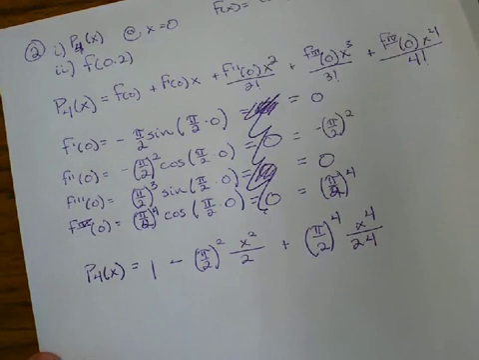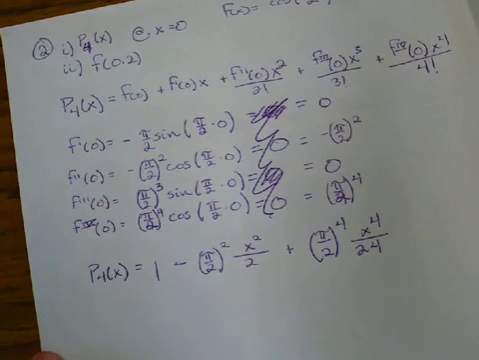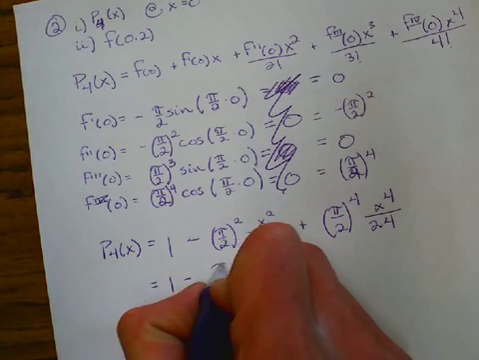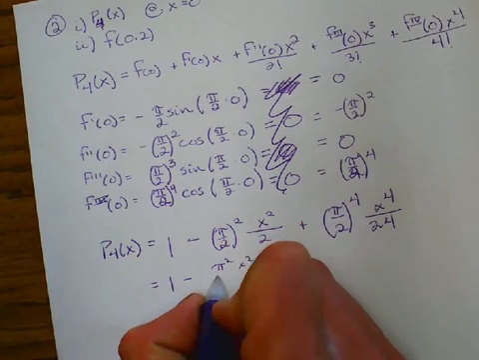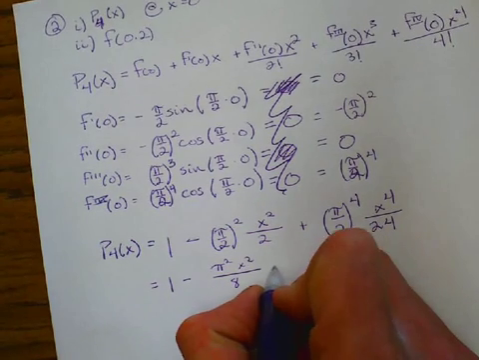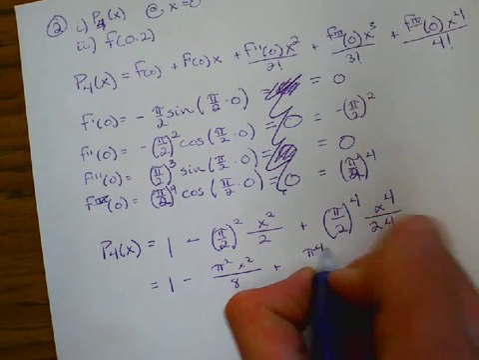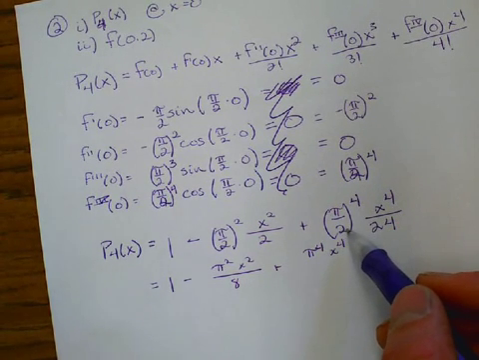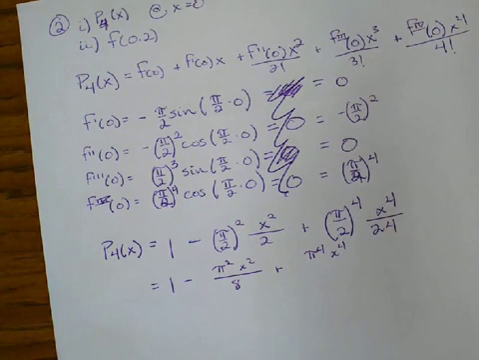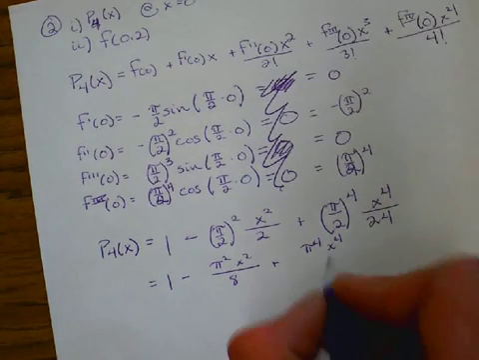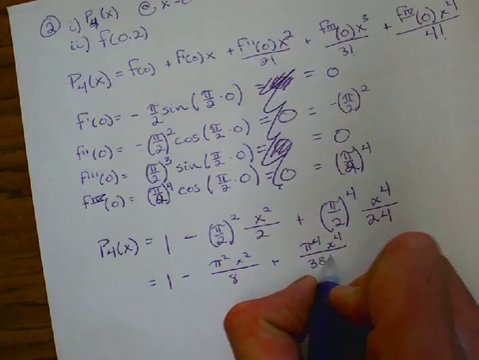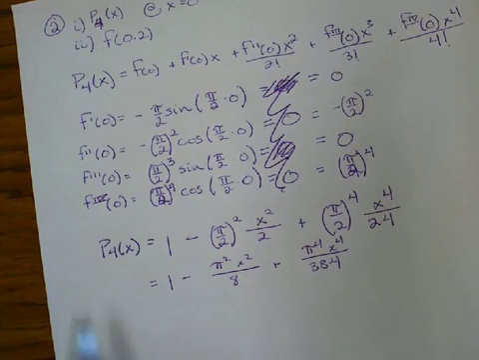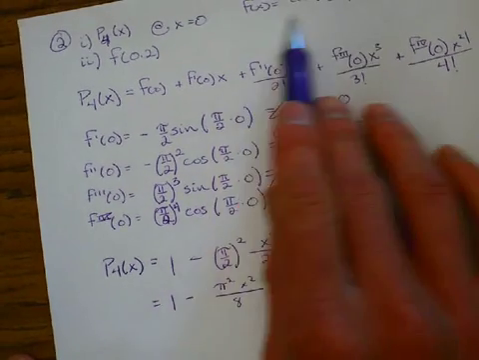That is not simplified, but that's what we're looking for. So that's pi squared x squared over 8 plus pi to the 4th x to the 4th over 16 times 24, which is 384. Nice. So here is our 4th order Taylor polynomial for this function.